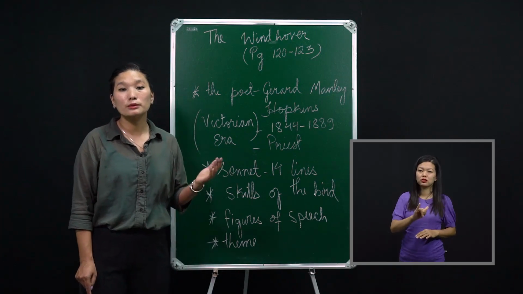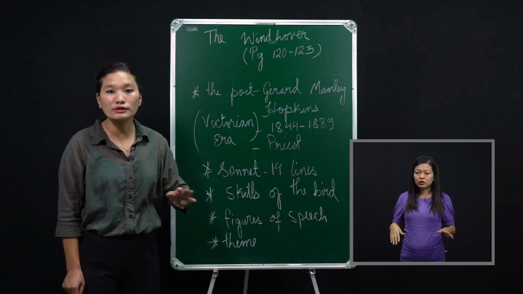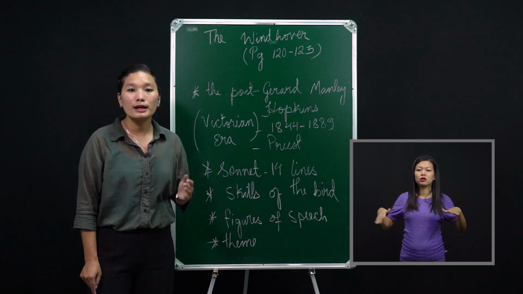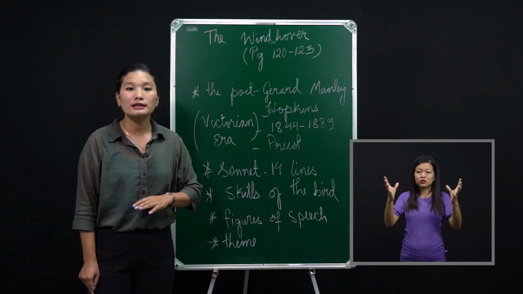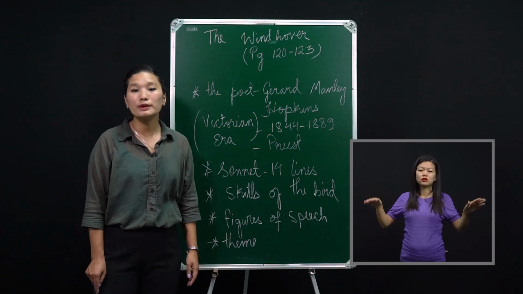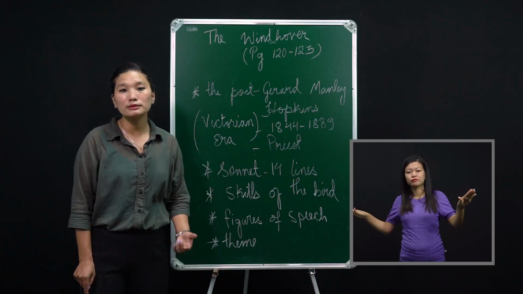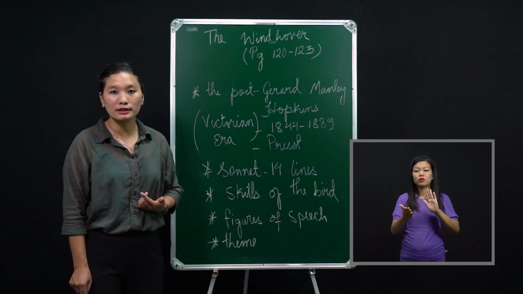The poet says that the way the windhover flies, it hovers around. It does not flap its wings. It just flies very swiftly, and he compares this to a shoveler. Shoveler is also called a knight. You know who is a knight, right?